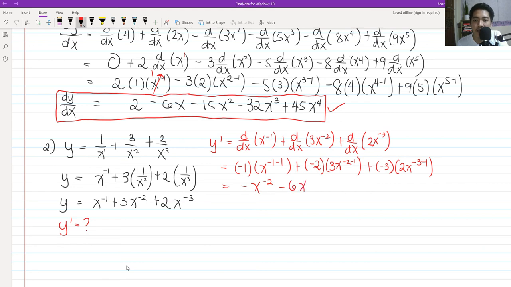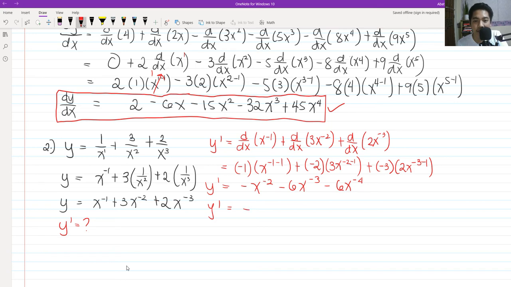X raised to negative 2 minus 1, that should be negative 3. Negative 2 minus 1 is 3. And finally, we have negative 3 times 2. That is also negative 6. Okay. X raised to negative 3 minus 1 is negative 4. So this is now our derivative, but we can still rewrite this as follows.